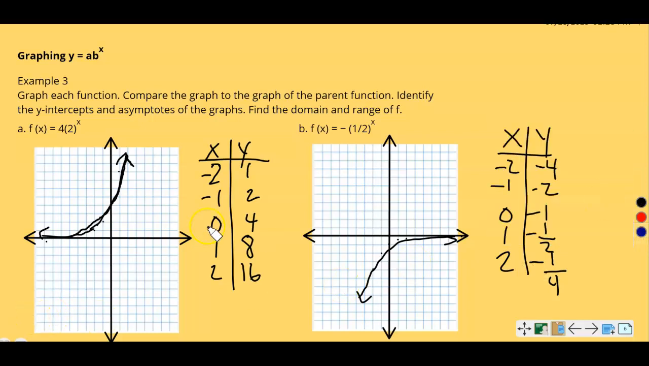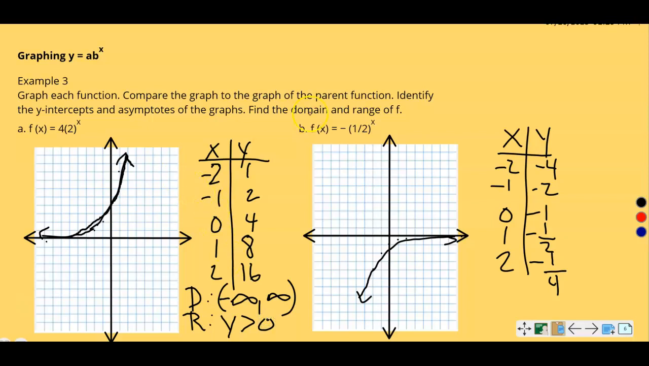All right, so for A part, the domain, you can see the x is going left and right forever, so your domain is all real numbers. So you can do -infinity to infinity, and your range is everything above the x-axis, so that would be all y values greater than 0.